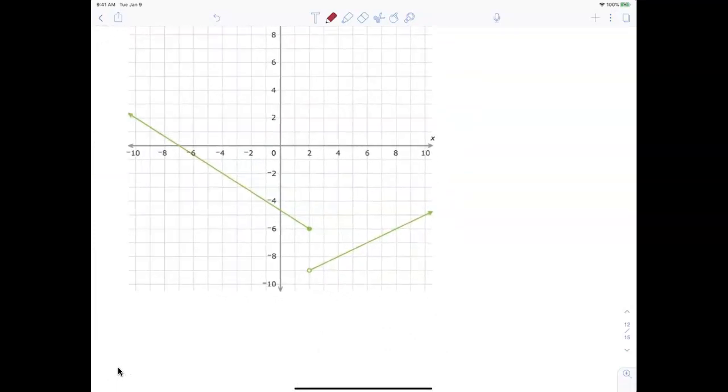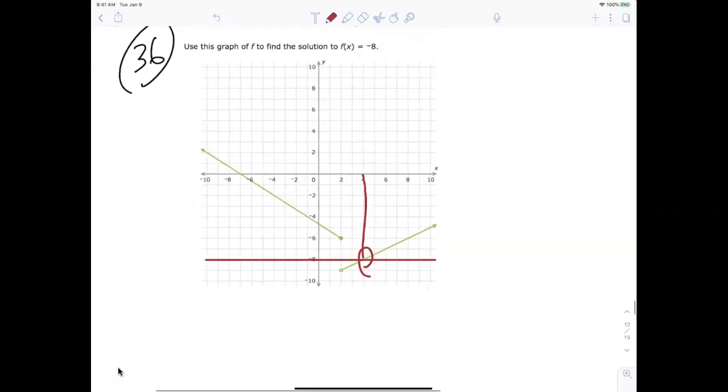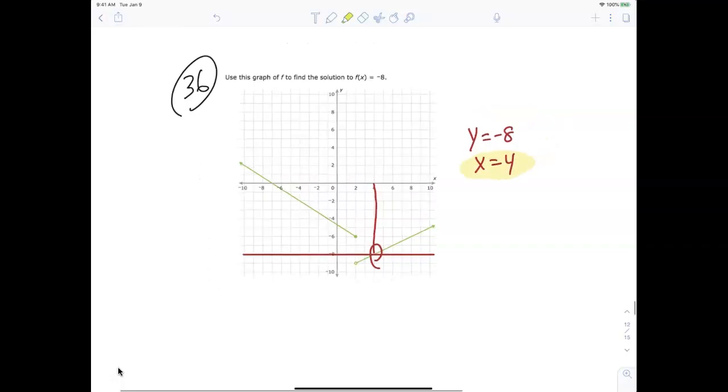What's f of -8? So again, I just take the y value is -8. I just draw a line this way until I find the point of intersection. There's the intersection. So this value right here corresponds to that. So when y equals -8, x equals 4. So the answer is x equals 4. Really, really good problem. Okay?